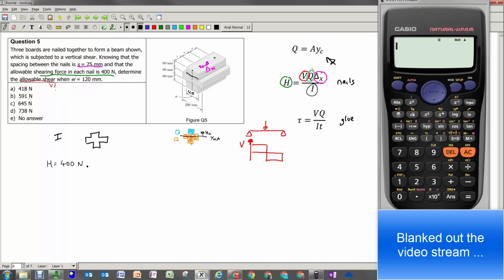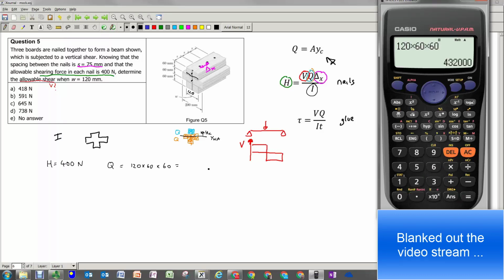We know what the H is, so we can shear through. Notice I'm just shearing through one nail. I've ignored the other nail. So I can shear through one nail, and that's with 400 newtons. The Q I can work out, and I'm going to base it on my top section. So it's got a width of 120 millimeters. It's got a depth of 60, so that's my area done. And the distance from the neutral axis to the centroid of the section that we're trying to shear is going to be 60 again.